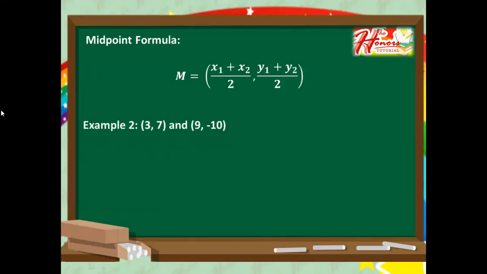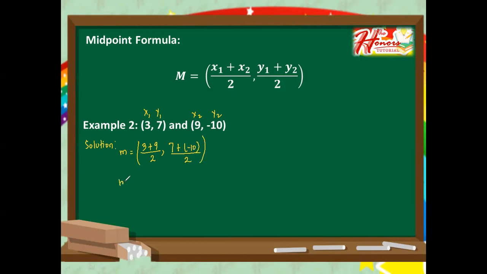Example number 2. Same process. Let's write our solution here. And then let's write x sub 1, y sub 1, x sub 2, y sub 2. So let's substitute the given in our formula. So we have here x sub 1, that's 3, plus x sub 2, that's 9, over 2. And then we have here y sub 1, that's 7, plus y sub 2, that's negative 10, over 2.